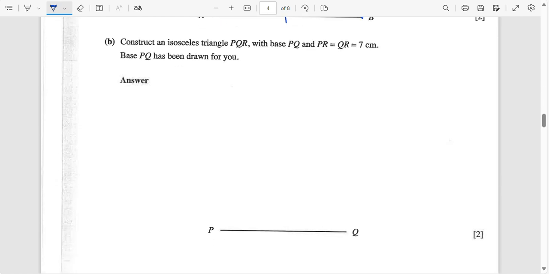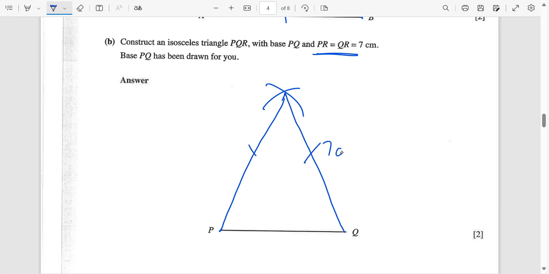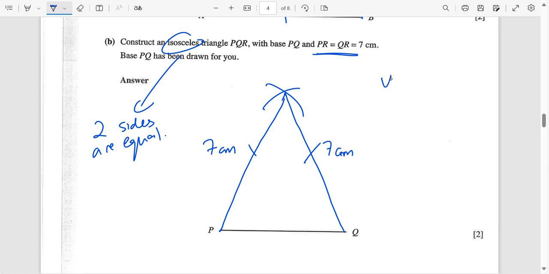Now, construct an isosceles triangle PQR with base PQ and the two sides of the triangle are 7 cm. So using your compass, you measure 7 cm between the legs of the compass and then draw an arc like this, at point P and point Q, and then join using a ruler. These two sides must be equal and it must be 7 cm because it's an isosceles triangle. Two sides are equal. You must use a compass to draw.